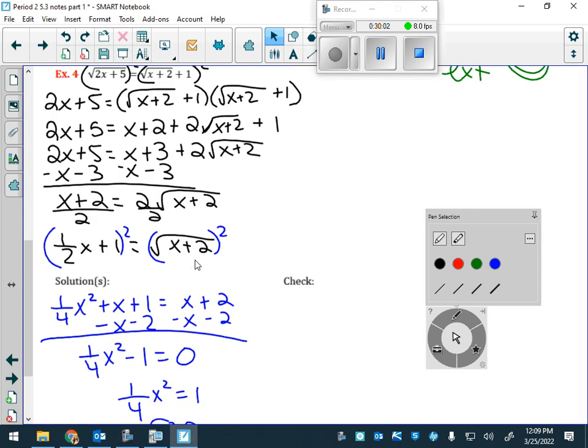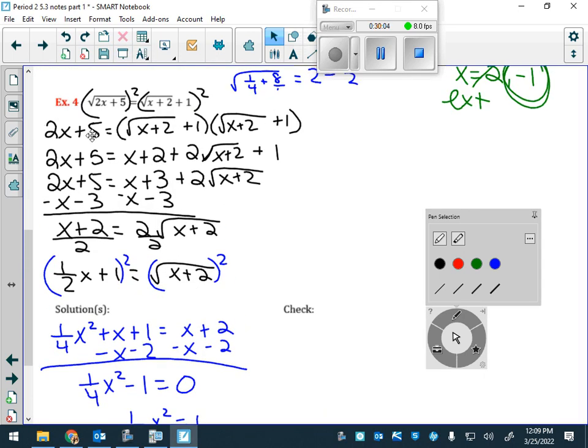Here it is. All right, so when you're squaring both sides, the biggest mistake I saw was right here. All right, yeah. Okay, so you have 2x plus 5 equals x plus 2 plus 2 root x plus 2 plus 1 when you FOIL it out.